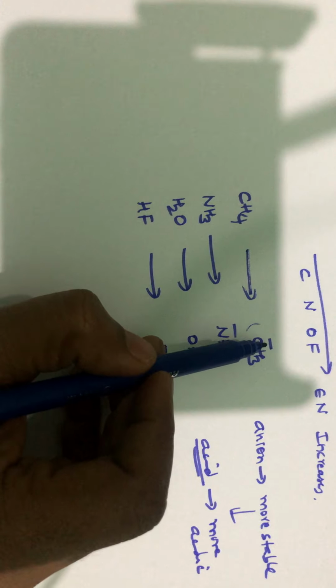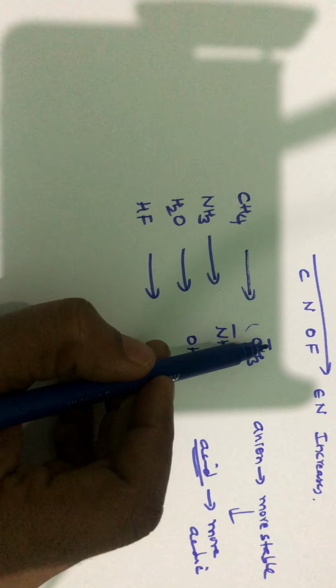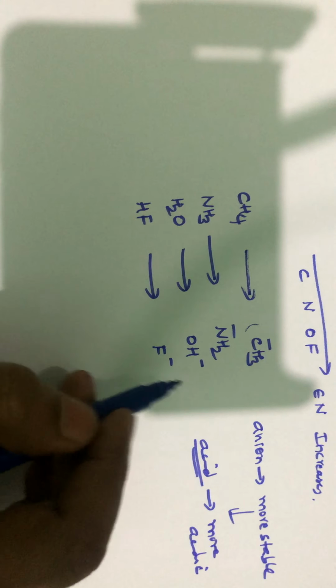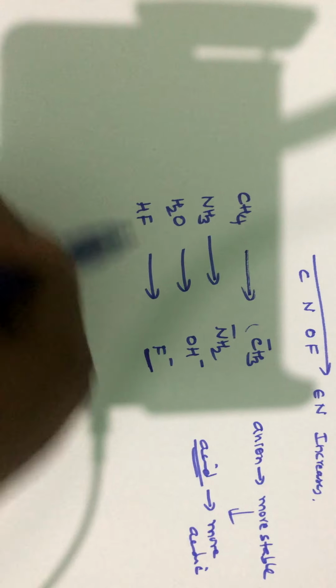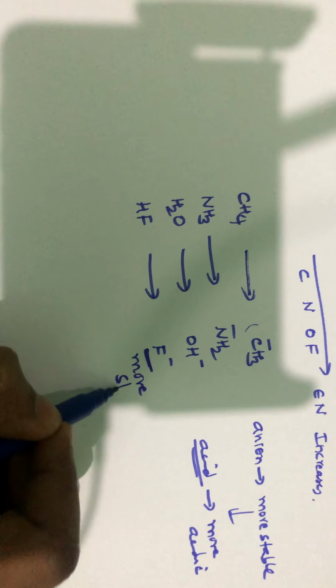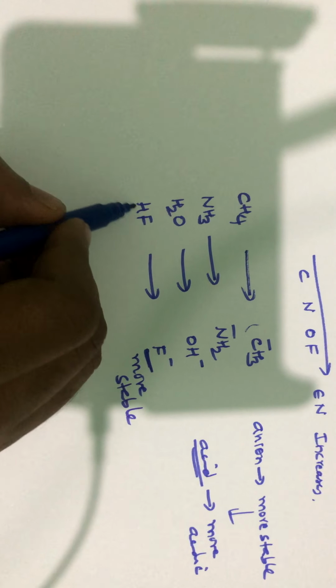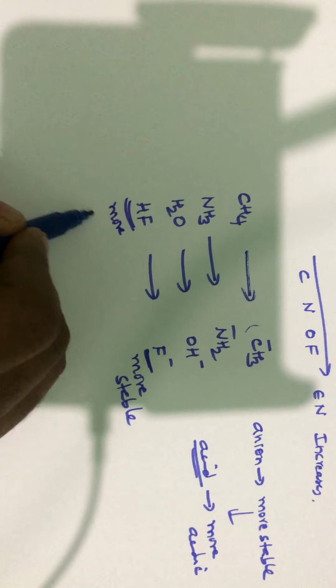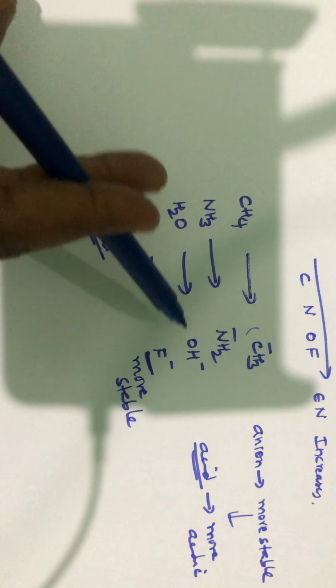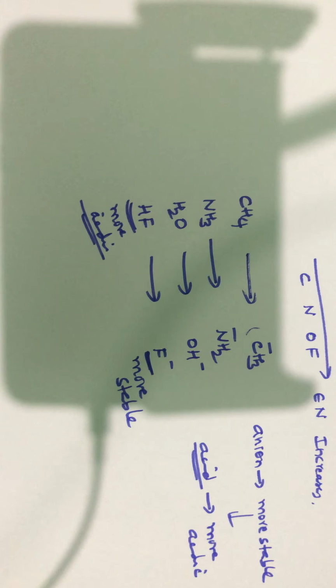Now, stability of the anion means its ability to bear the negative charge. So out of these, which can bear the negative charge easily? Fluoride can bear the negative charge easily because it is more electronegative. Since fluoride can easily bear the negative charge, it is a more stable anion. If the anion is more stable, then the acid is more acidic. So hence HF is more acidic. Here electronegativity plays a very important role. So along the period, as the electronegativity increases, the stability of the anion increases, and the acidic nature of the substance increases.